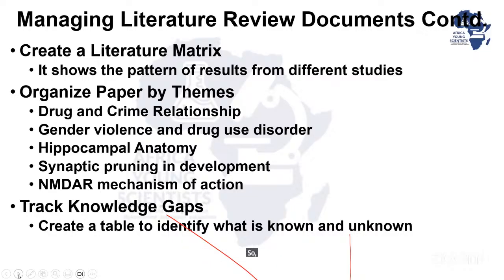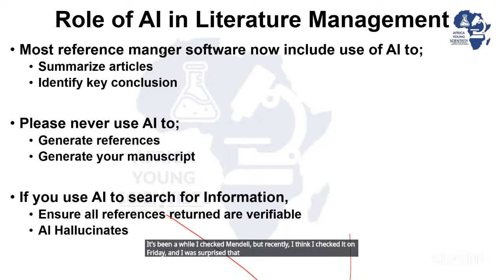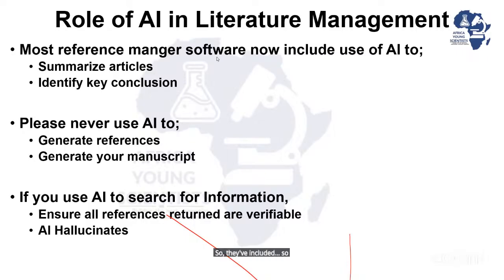So that's the thing. Then, use of AI in literature management. It's been a while since I checked Mendeley, but I checked it on Friday and I was surprised that most reference manager software have now included AI. So we now have inclusion of AI in some of the software. Like I said, use of AI is not bad, but you have to use it responsibly. Even Acrobat is doing the same thing.